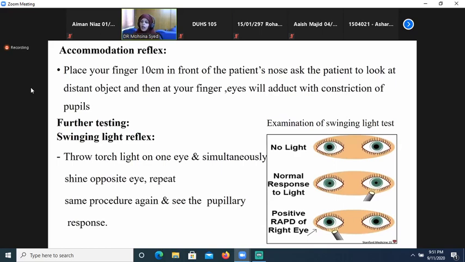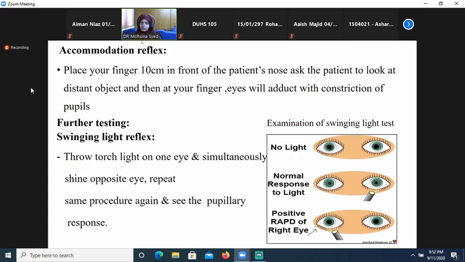When you throw the light on the normal eye, the normal pupillary response is constriction, as you can see in this picture. So the pupil constricts. But when you swing the light to the opposite side, which is diseased, the pupil dilates instead of constricting. When you continuously swing, the normal pupil constricts and the abnormal one dilates. Why does this happen? Because there is a sensory afferent deficit of the damaged nerve. This is known as relative afferent pupillary defect, also known as the Marcus Gunn pupil. So this is important to detect optic nerve dysfunction.